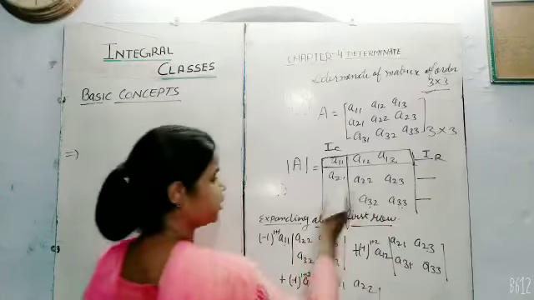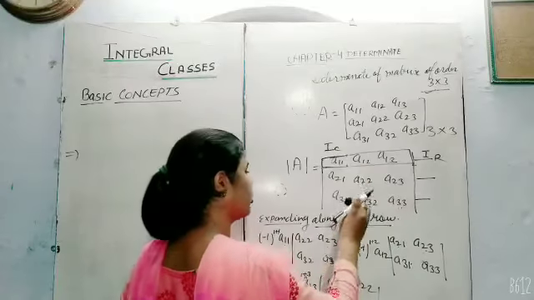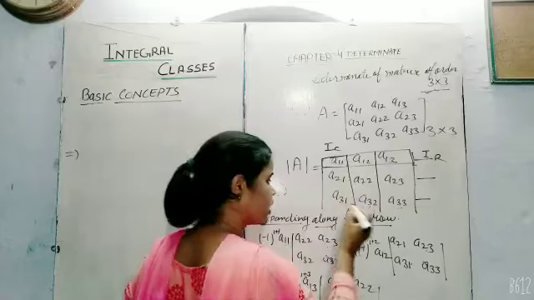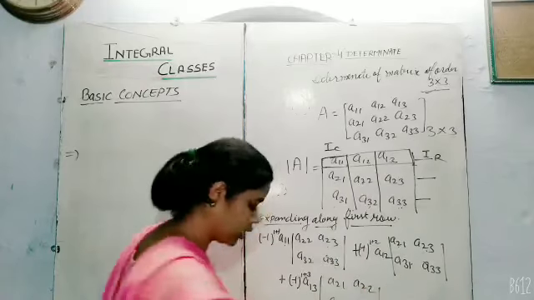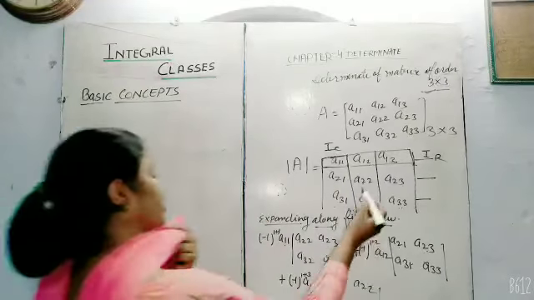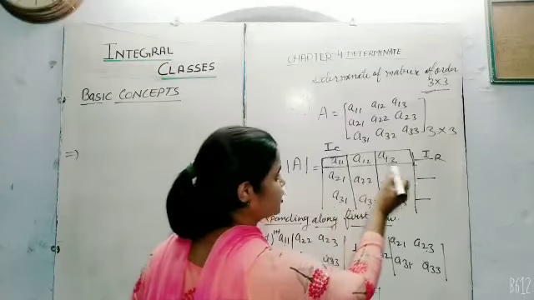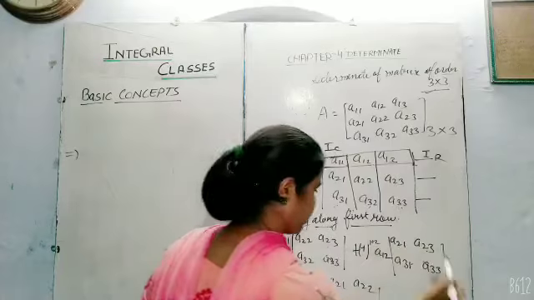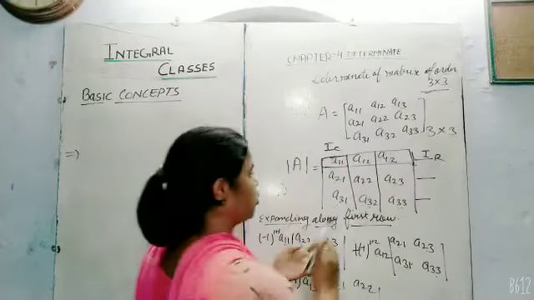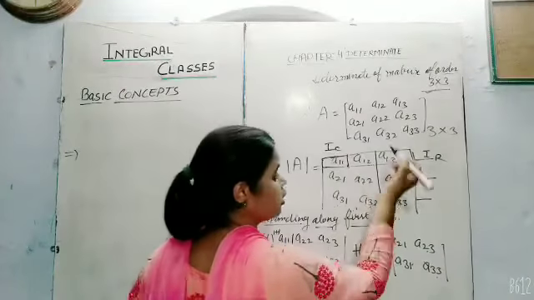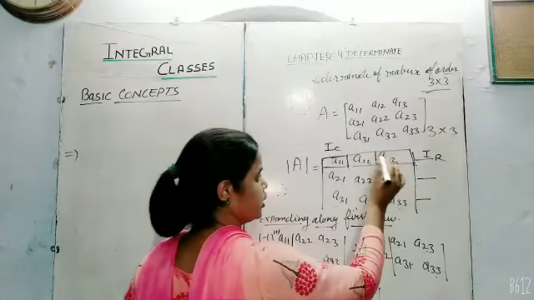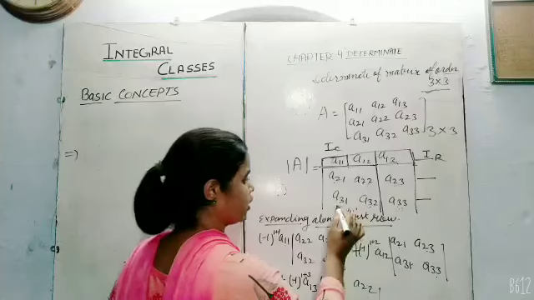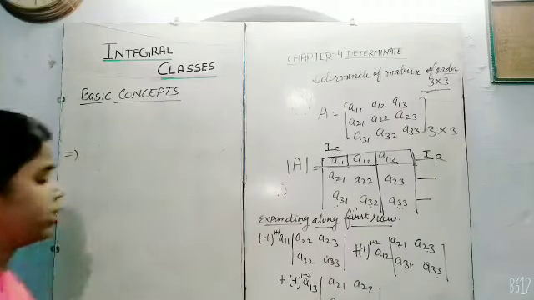Now, second, corresponding to the second element of the first row, it is the second column, so we will delete the second column and first row. The remaining are A21, A23, A31, A33. So we have to write here. Now again we will take the third element of the first row. So we delete the third column and first row. The remaining are A21, A22, A31, A32. Now we have to write here like this.